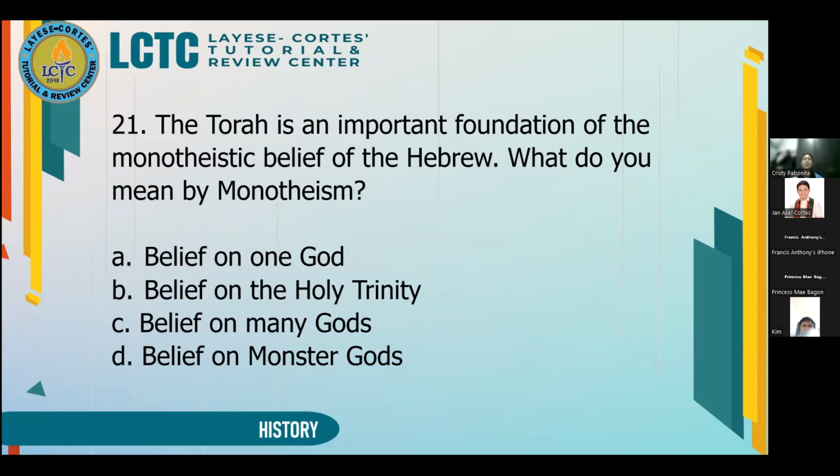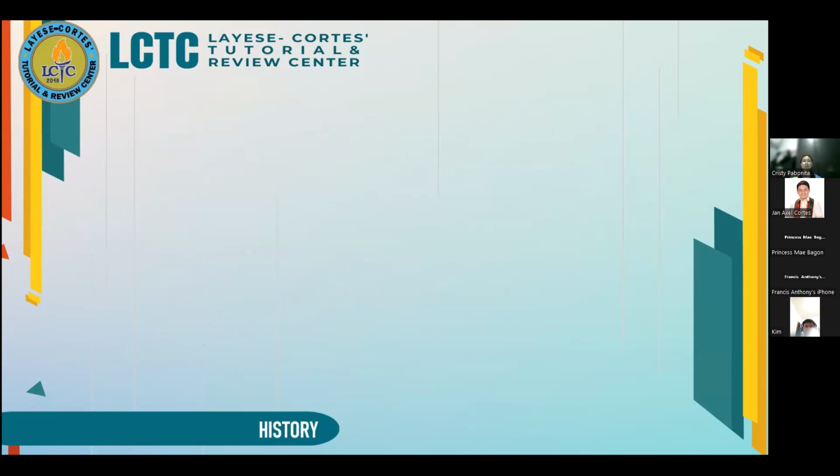What do you mean by monotheism? Okay, so if you don't know the Torah, don't worry. What is monotheism? From the word mono, it means one. Yes, one God. So from the word monotheism, it means belief in one God. Belief in many gods is the opposite of monotheism, that is polytheism or polytheistic. Okay. So next, 22.